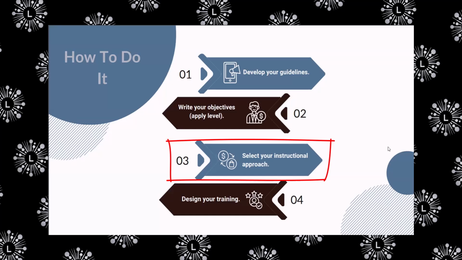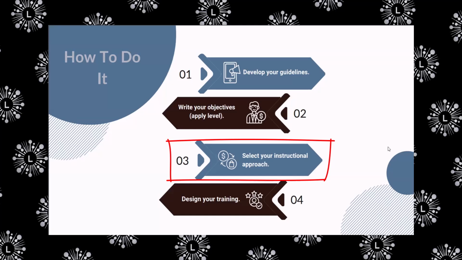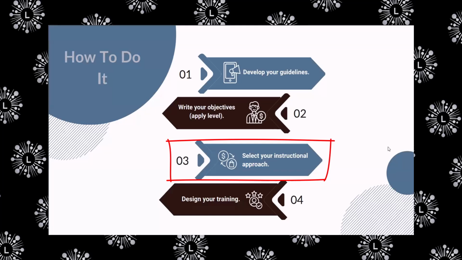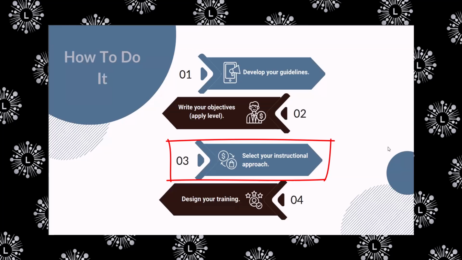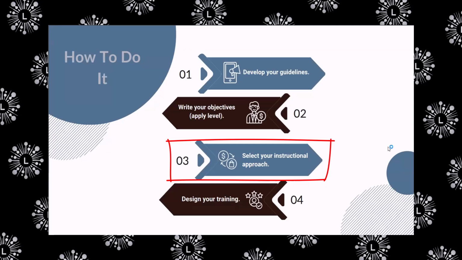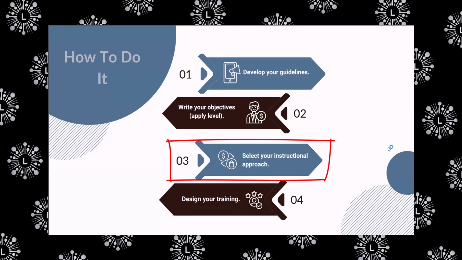Now we can contrast that with an inductive or more of a constructivist approach, which is where you would provide several examples or scenarios, and from those examples or scenarios, you would derive the principles and the guidelines from those examples.